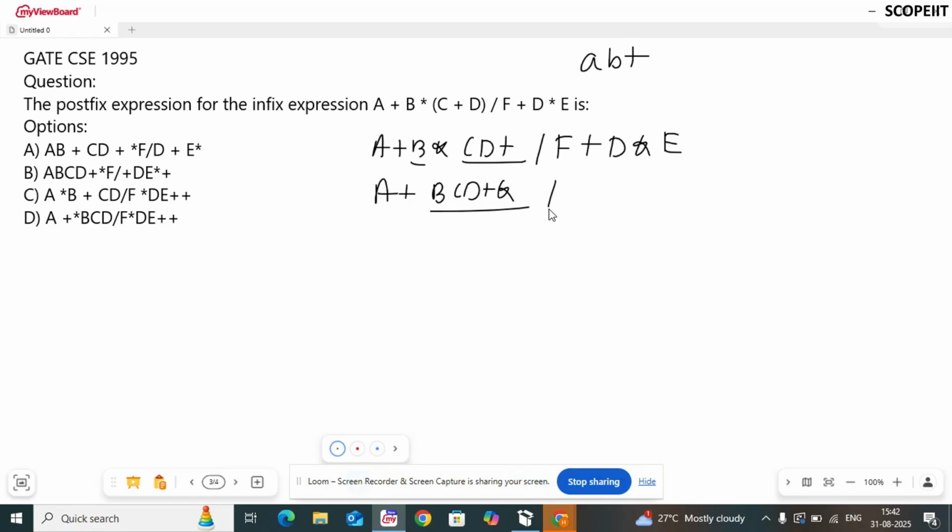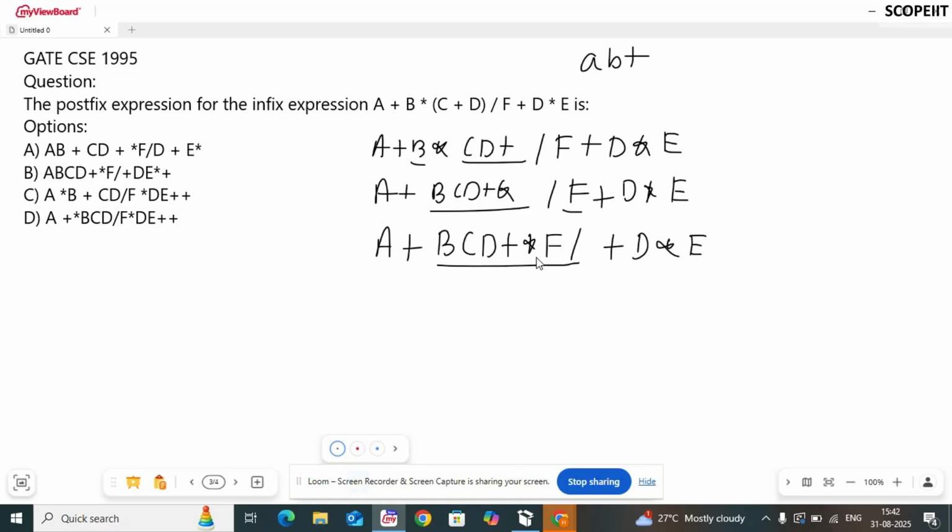So now this is one term divide F plus D into E. So it will become A plus now this and this. Okay. So A plus BCD plus star then F and divide will be the last one, right? Now this is one term plus D star E. Okay. Now we'll solve this multiplication. So it will become A plus BCD plus star F divide. This is one term plus now we'll solve this. So it will become D E star. Now this is one term.